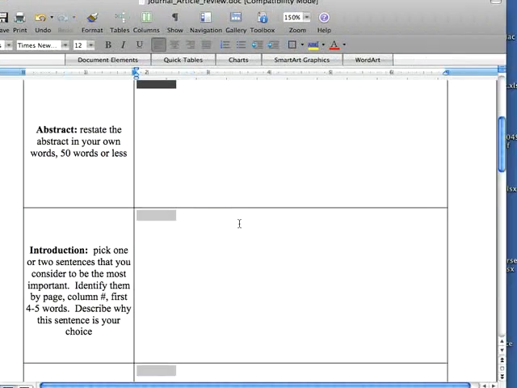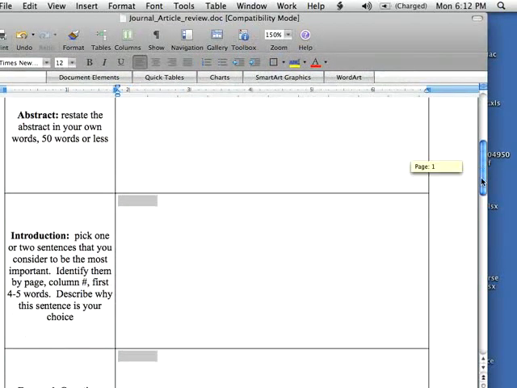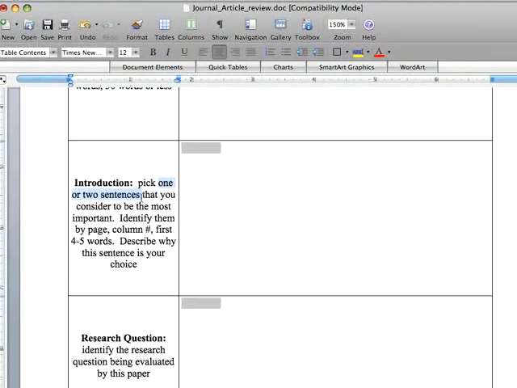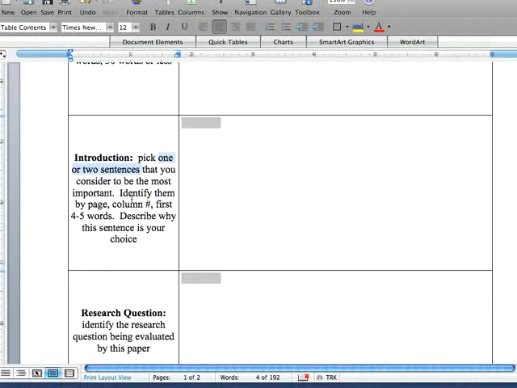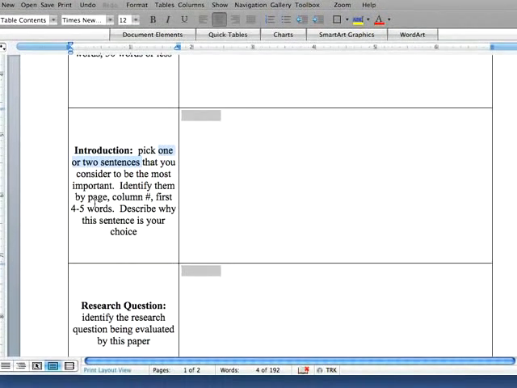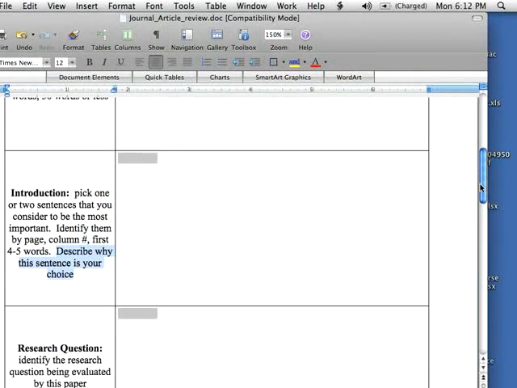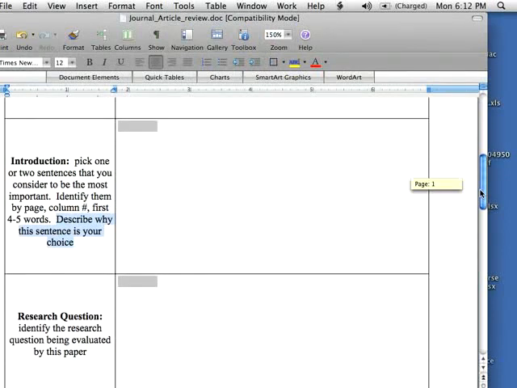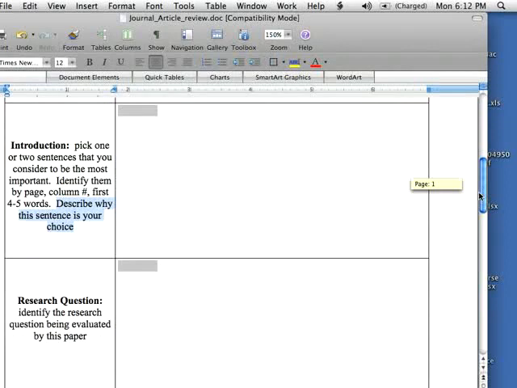Okay, down in the introduction, you're going to pick one or two sentences, and that's all. One or two sentences that you consider to be the most important, and you identify them by page, by column number, and the first 4 or 5 words, and then you describe why these sentences are your choice. Okay, there's no right answer there. I'm interested to see what you think are the most important sentences.